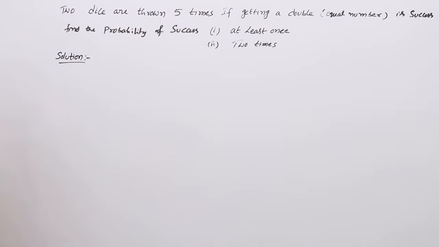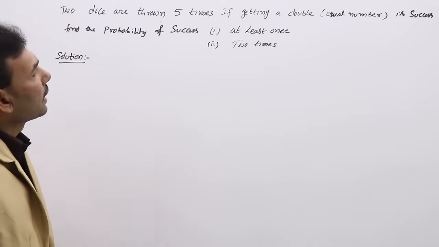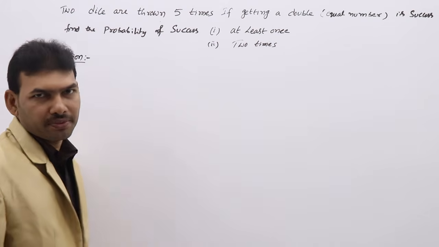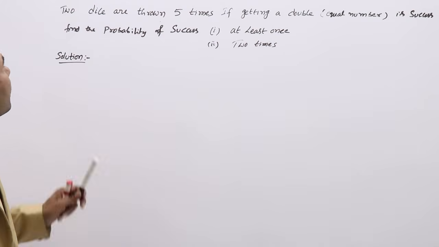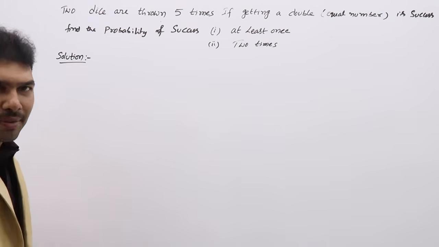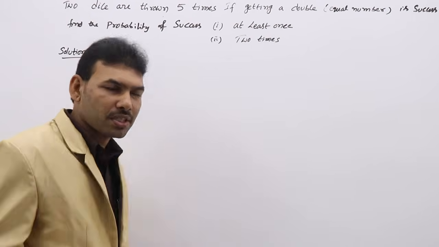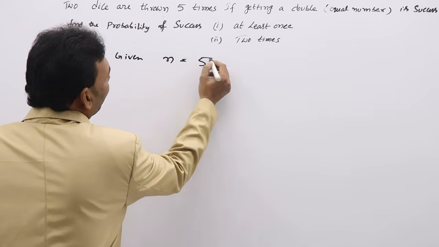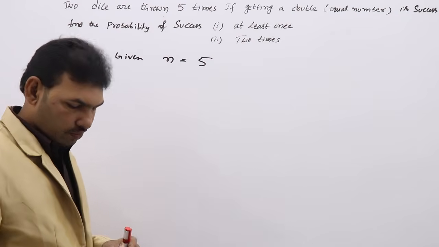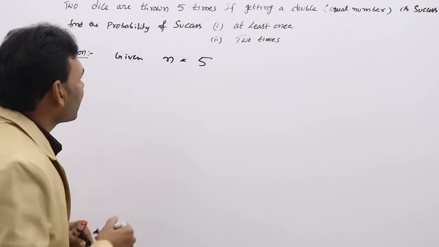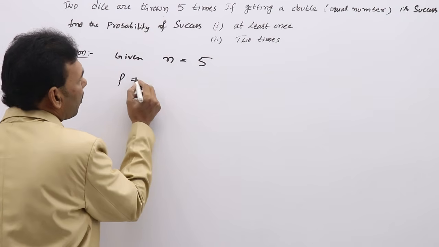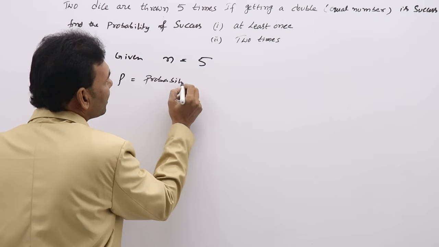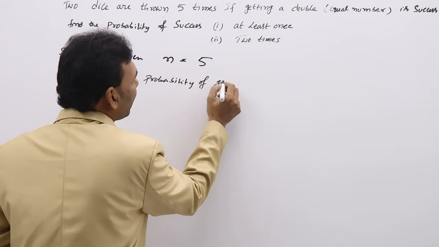Two dice are thrown 5 times. Getting a double is success. Find the probability of success at least once, and exactly 2 times. So here, dice are thrown 5 times, that is, n is 5. Here P is the probability of success, which is the probability of getting a double.